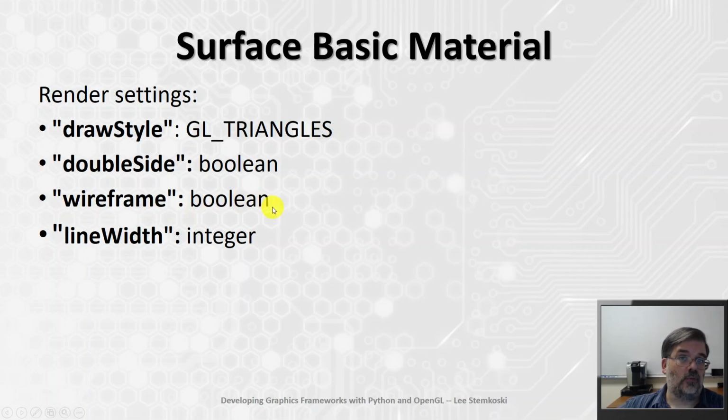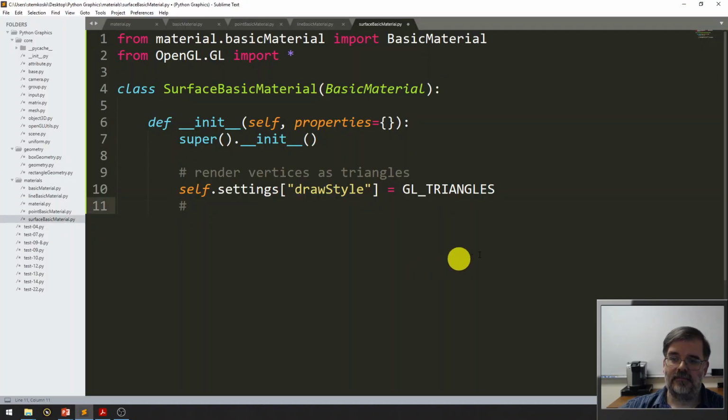Wireframe: it's possible to render each triangle as just its outline, and so that can be true or false. And if you're using a wireframe rendering mode for your surface, you can also specify the width of the lines once again. So these will be the different settings that we have. All right, so let's go ahead and implement these settings in OpenGL.